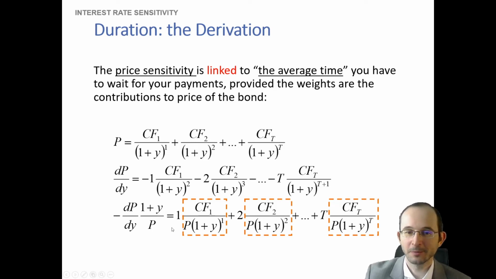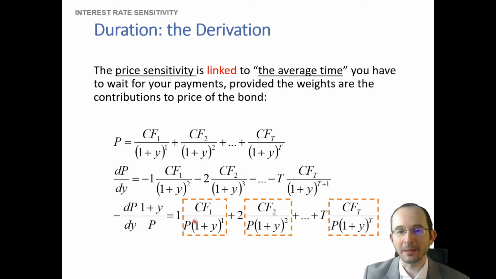So cash flow 1 occurs in year 1, it's got 1 year to go. Cash flow 2 occurs in 2 years, it's got 2 years to go. Cash flow t occurs in t years. So it looks like we're taking the maturities at which these cash flows occur, and we're weighting them by something. Now, what are we weighting them by? These are these orange boxes.